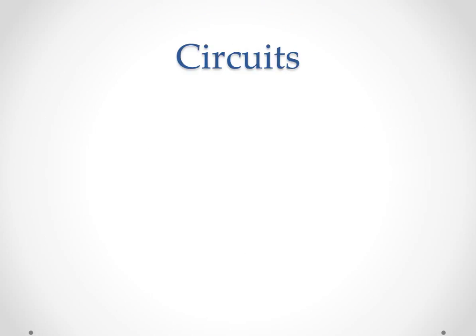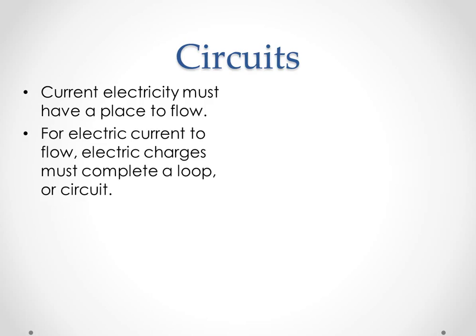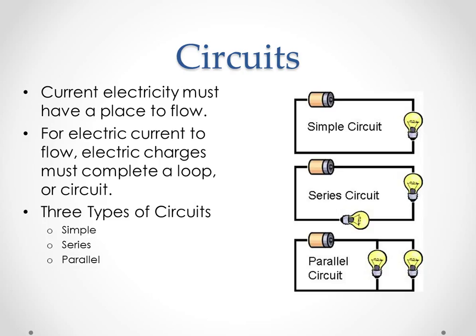Let's talk about circuits and the different types of circuits. Current electricity must have a place to flow. Static electricity can stay in one place and then move suddenly, but current electricity is really always on the move. It must have some place to go. For electric current to flow, electric charges must complete a loop, or in this sense, a circuit. There are 3 types of circuits: a simple circuit, a series circuit, and a parallel circuit.